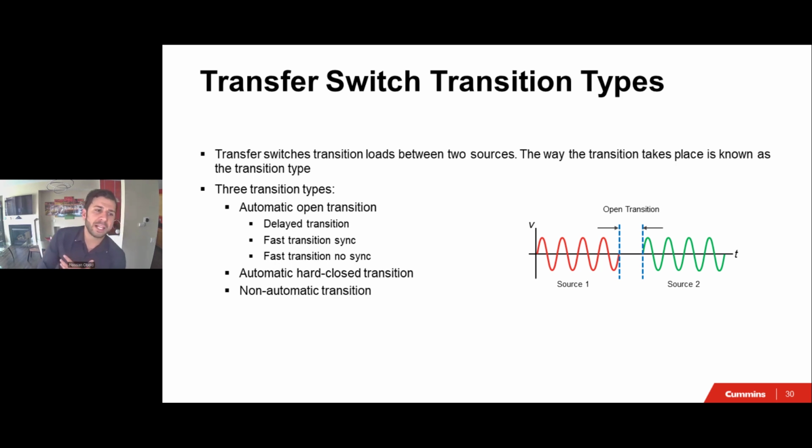Okay, so now let's talk a little bit about transfer switch transition types. The way the load is switched between the 2 sources, source 1 and source 2, is called the transition type. I'm going to talk about 3 transition types: the automatic open transition, and the automatic hard close transition. Then I'll talk about something called non-automatic transition. The open transition is divided into delayed, fast no sync, and then fast sync or in phase. So let's talk about all the transition modes right now.